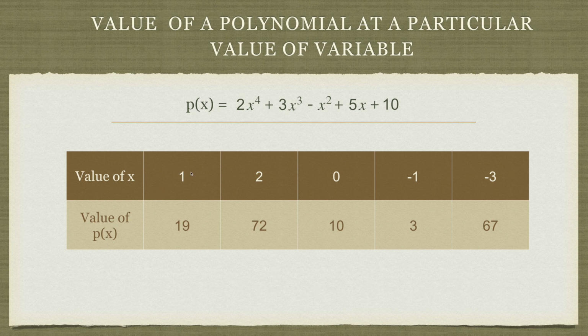So the first column here is the value of the variable. When the value of the variable was 1, we found out the value of the polynomial was 19. When the value of the variable was 2, the value of the polynomial was 72. Similarly, at 0, it was 10. When the value was minus 1, p(x) was 3. And when x was minus 3, p(x) was 67.